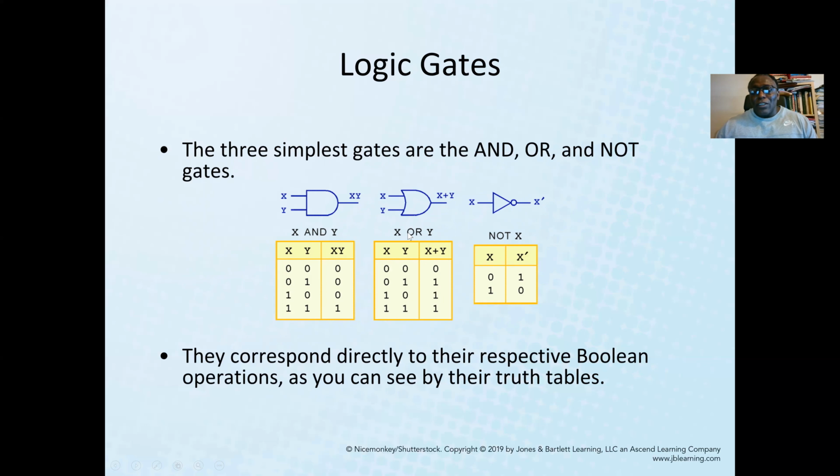The OR gate is the same as the OR Boolean operator. If all the inputs are 0, the output will be 0. If one of the inputs or all the inputs are 1, the output will be 1. So it's a sum, and AND is a product. Then the NOT logic gate truth table is the same as the NOT Boolean operator also. If it's 0, it's 1. If it's 1, it's 0.